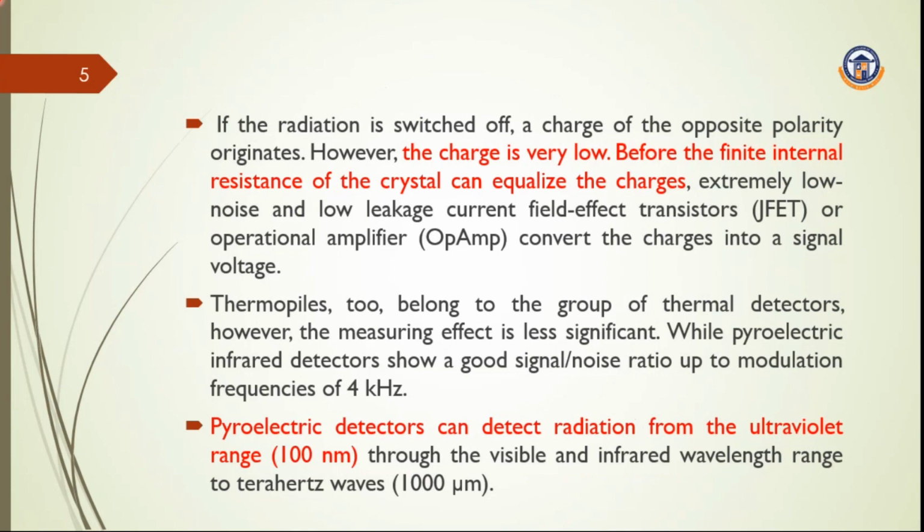Like thermal detectors of pyroelectric material, thermopiles also perform the same function of thermal detection. Thermal detectors like pyroelectric IR detectors have a good signal-to-noise ratio up to modulation frequencies of 4 kHz. Pyroelectric detectors can detect radiation from the ultraviolet range, from 100 nanometer, through the visible and IR wavelength range, up to 1000 micrometer.